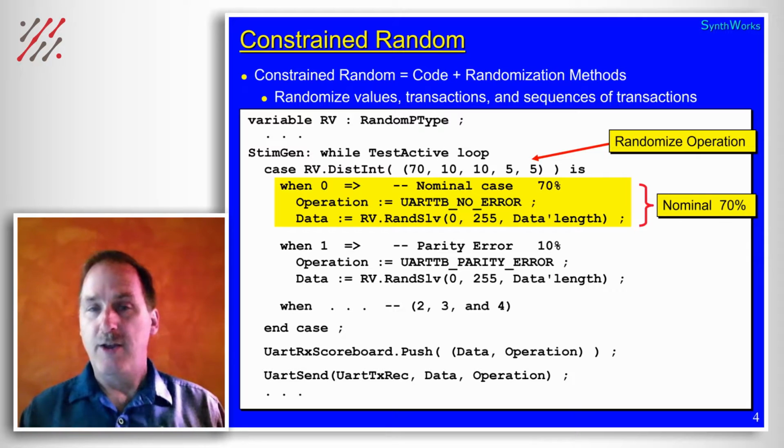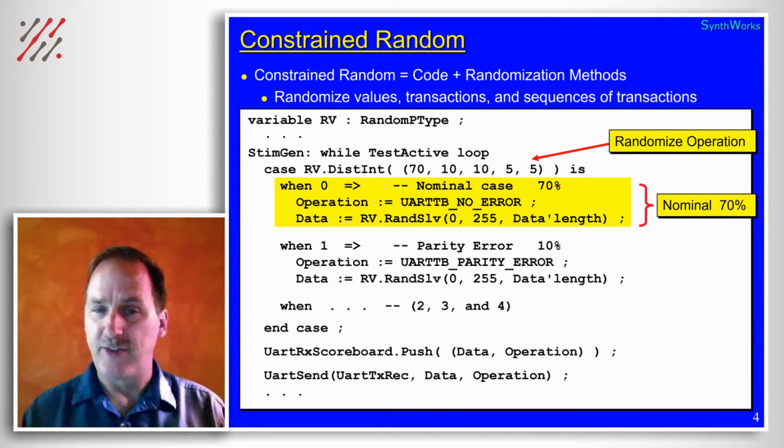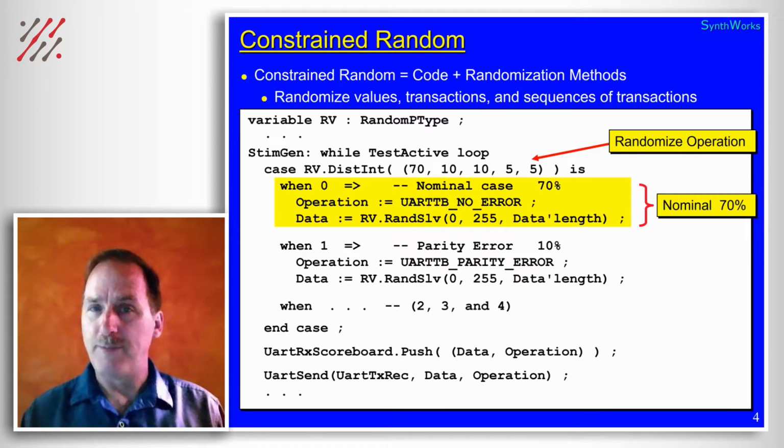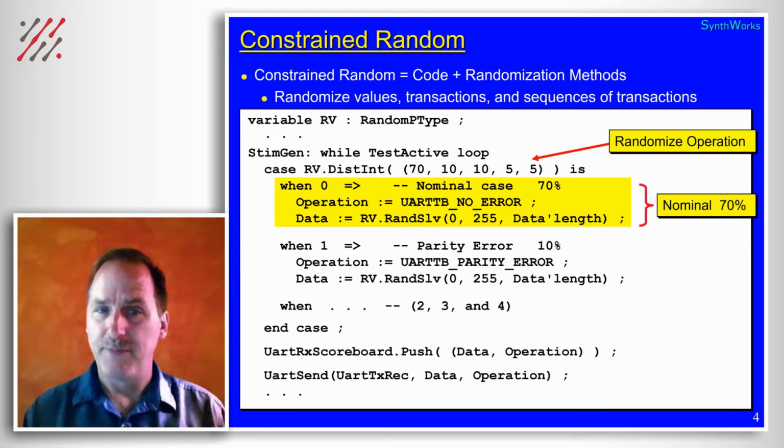So for UART traffic, the first one might be generate no errors. The second one might be generate a parity error. The third one might be generate a stop error. The fourth one might be generate a stop and a parity error. And the fifth one might be generate a break error.